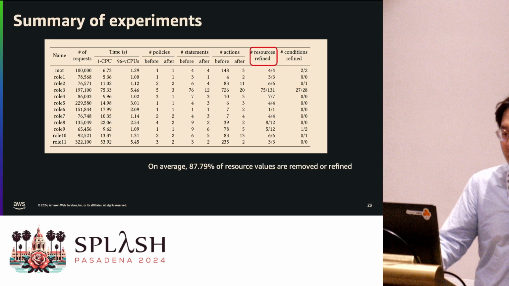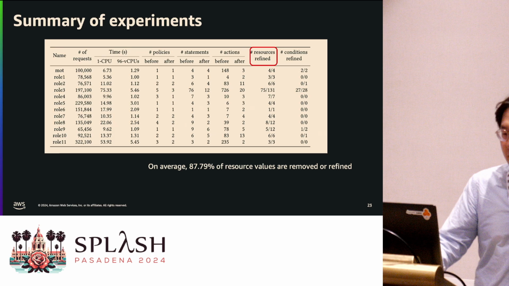The number of resource columns show how many resource values are actually refined. On average, we found 88% of resource values are actually removed or refined. And the time columns show the execution time between running this with 1 CPU versus 96 virtual CPUs. We saw an 8.7 times improvement from this parallelization. In this particular case, it took around 75 seconds to complete the job. Now it takes around 5 seconds with parallelization.